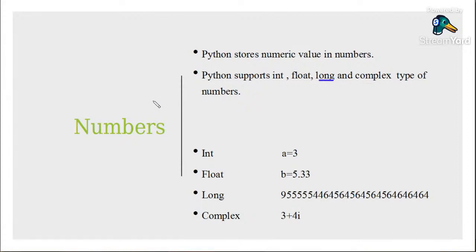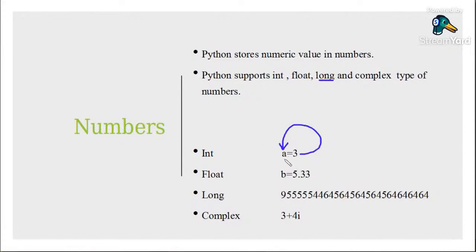Now, as we know, Python is a dynamically typed language. So you need not specify whether you are giving integer type of data, float type of data, or complex type of data. You can just give the data, and it will automatically detect whether it is integer, float, or complex type of numbers. So if a is the variable and you put a is equal to 3, automatically Python will understand this is the integer data type, and it will store it into the variable.